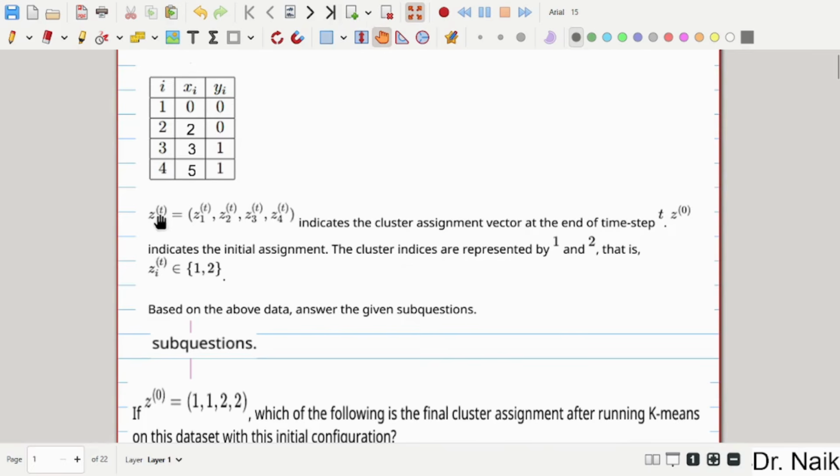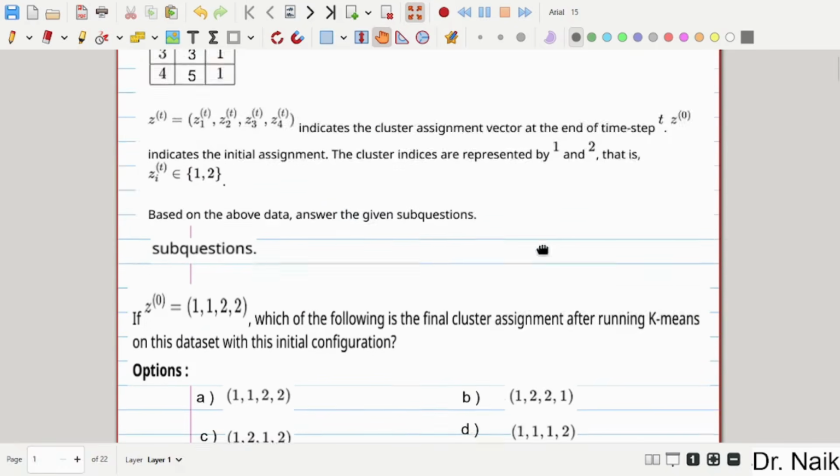Z superscript t is equal to (z1 superscript t, z2 superscript t, z3 superscript t, z4 superscript t) and indicates the cluster assignment vector at the end of the time step t. Z superscript 0 indicates the initial assignment. The cluster indices are represented by 1 and 2, that is, Zi superscript t belongs to the set {1, 2}. Based on the above data, answer the given sub-questions.